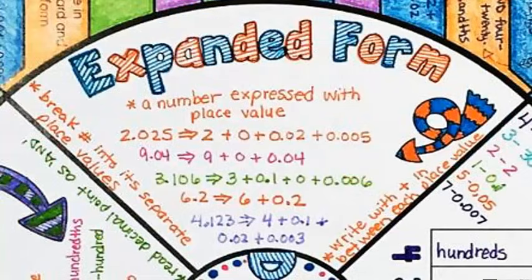This is the section for expanded form. Expanded form is when you stretch out the number using place values. You break a number into each place value with a plus sign in between.